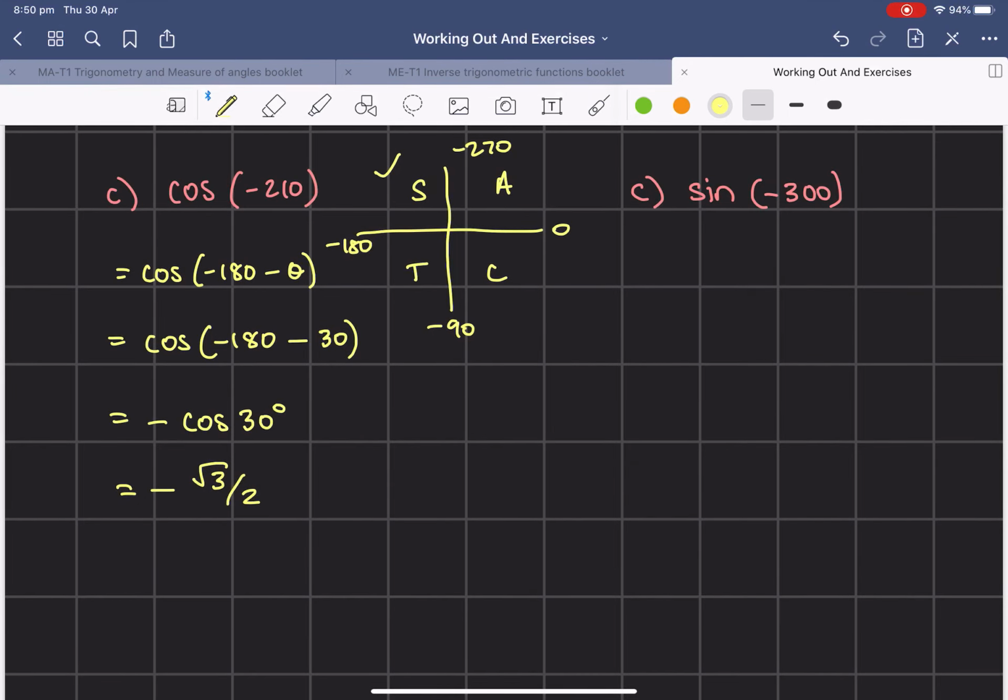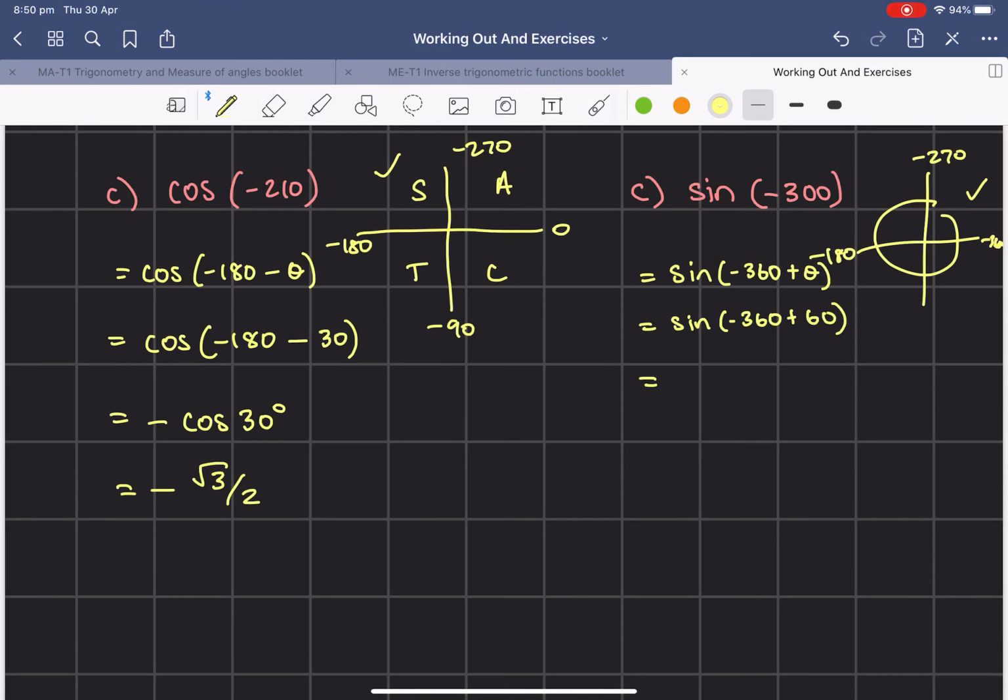Okay. Last one. Work out which quadrant it's going to be in. So this one's negative 300, so it's actually going to be in the first quadrant. We've got negative 180, negative 270, negative 360. So it's going to be in the first quadrant. And in the first quadrant, it's equal to sine of negative 360 plus theta. So it's going to be negative 360 plus 60.